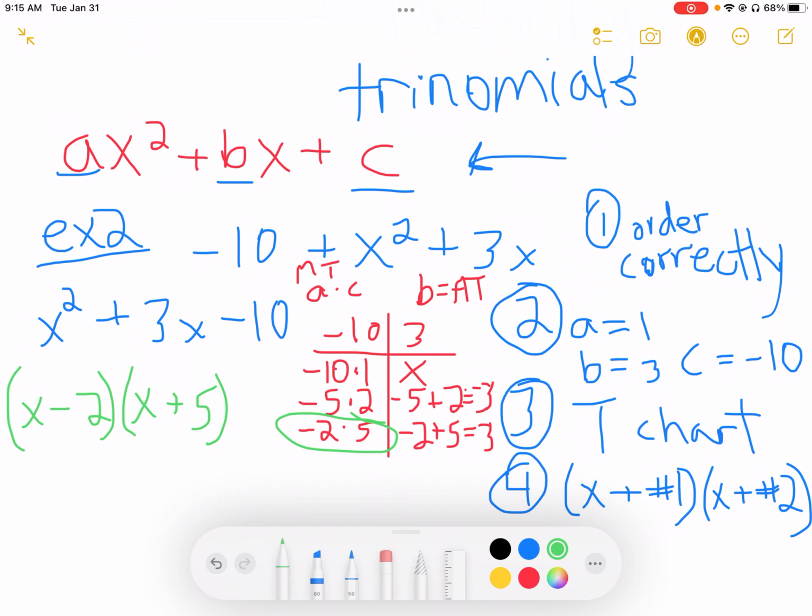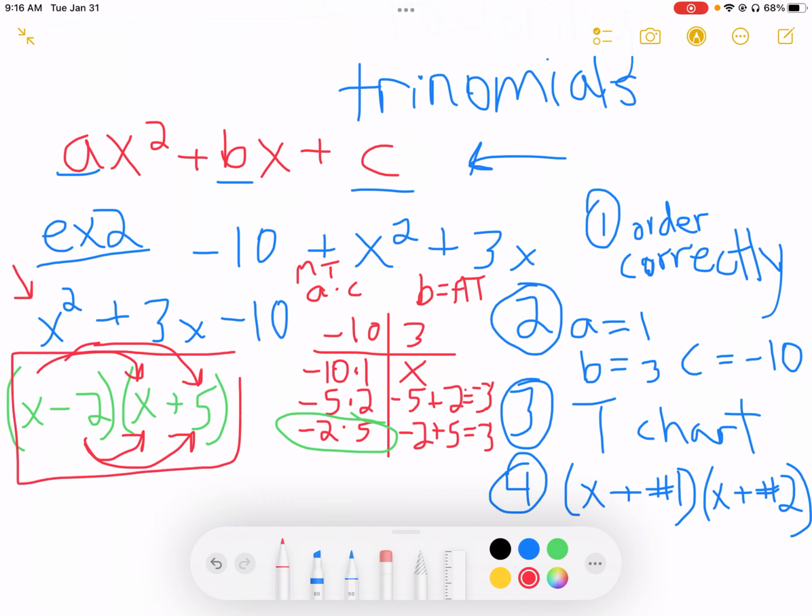If I want to double check my answer, I can multiply these out. So if I multiply these out, let's just show what it looks like in red. I multiply x times x, that will give me x squared, my first term there. If I did x times 5, I get 5x, and I have minus 2x. 5x minus 2x is 3x. And then if I did minus 2 times 5, I have minus 10, which is what I have up here above. So you can see if I multiplied this out, I'd have exactly what I started with. So I can be sure that this is my final answer.